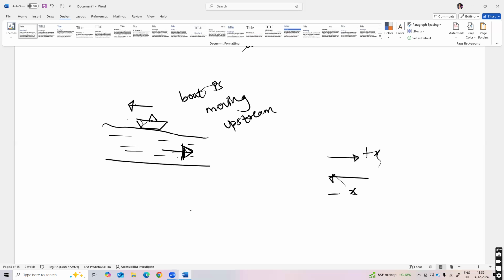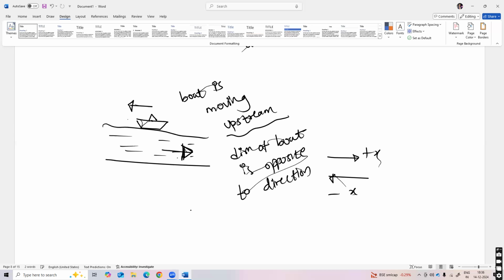So when we say the boat is moving upstream, the direction of the boat is opposite to the direction of river flow.